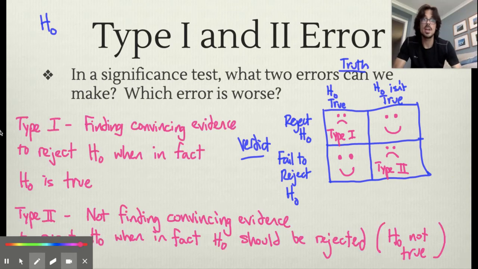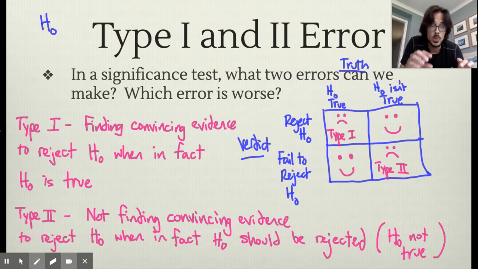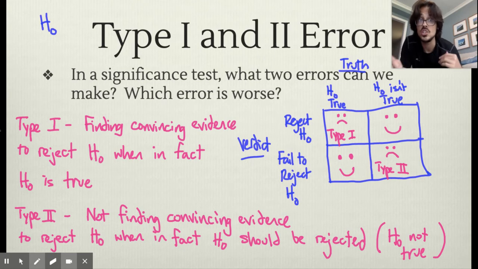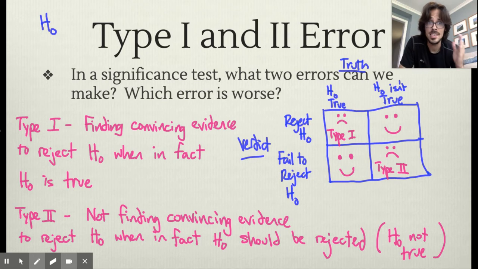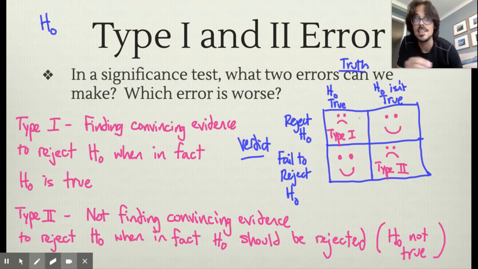All right. So I've got the explanations written out for those two things that I just talked about. A type 1 error is when you find convincing evidence to reject H0. You reject H0, but you shouldn't have. So H0 is true, you rejected it. That's kind of like in my courtroom analogy. That would be like saying a person is guilty when they're actually innocent. That's what this box would be right here.